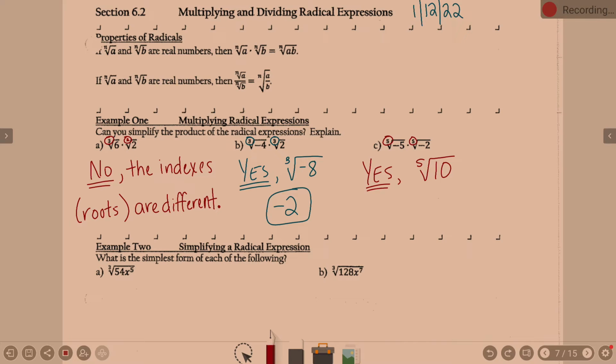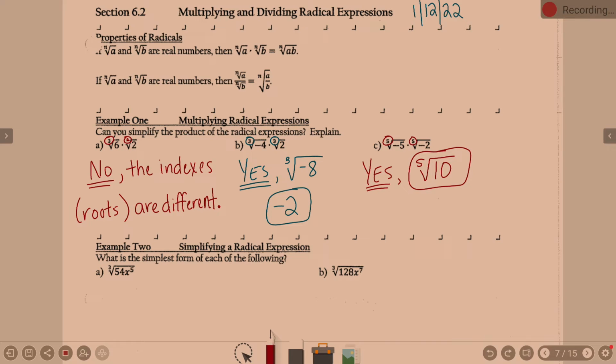So in this case, we would just leave it as the fifth root of 10. Unless they say they want a decimal answer for some reason, we're not going there. Okay, you got the basics here? Those indexes are the same? Go for it. Multiply and divide. If those little index values are different, leave it as is.